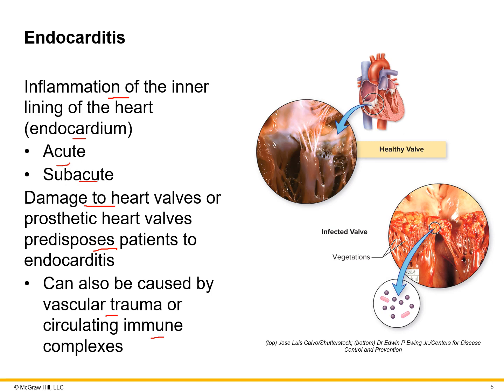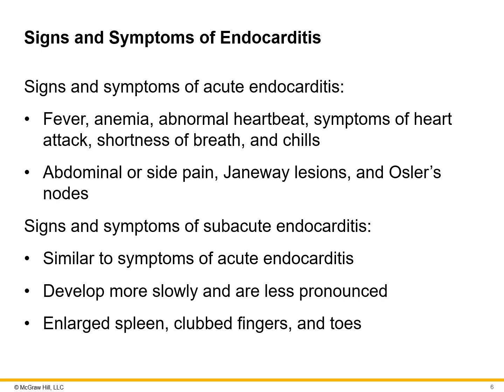So remember, the immune system, sometimes the antibodies and the antigens kind of form a big clump, or these immune complexes, and that can increase the chances of developing endocarditis. Some of the signs and symptoms, first of all, of the acute, so fever, anemia, abnormal heartbeats, can kind of seem like a heart attack, shortness of breath, chills, can also cause some abdominal or pain in the side, some different lesions that can occur, or swelling of the lymph nodes.